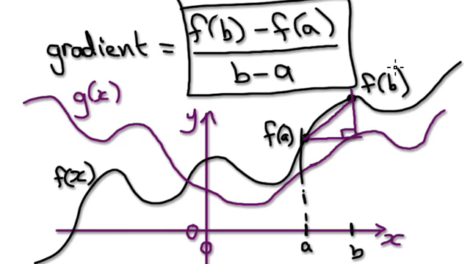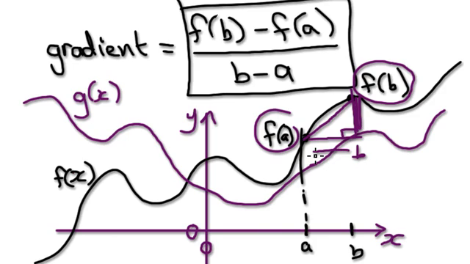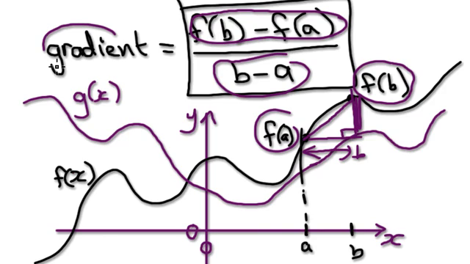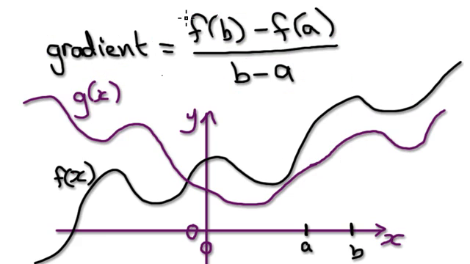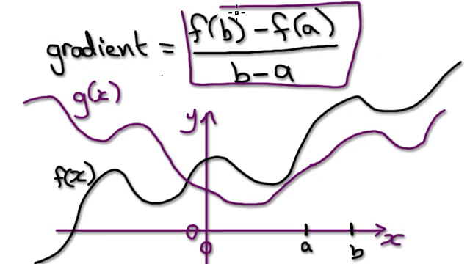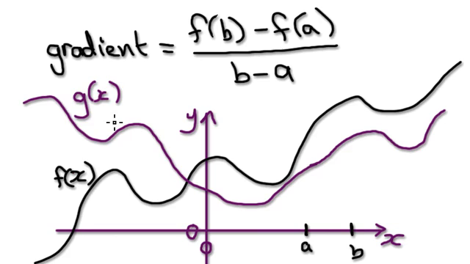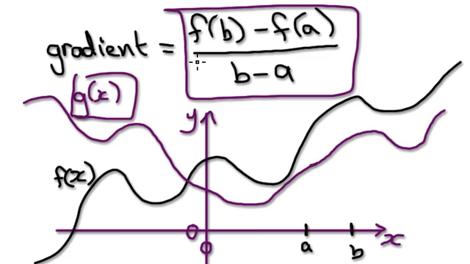So f of b minus f of a will give you this height here, and b minus a will give you this length across. If you divide that height by the length across, that will give you the rough gradient. By having a general case here, we can apply it to g as well. Now we've got a function g of x, and we can apply this same rule to g of x.